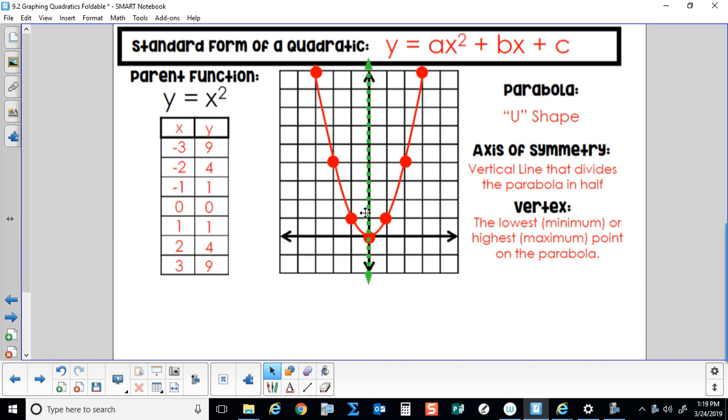It has an axis of symmetry, a vertical line that divides the parabola or the graph in half. It has a vertex. The lowest is the minimum, the highest is the maximum point on the parabola. In this instance, the vertex is the minimum or the lowest point on the graph.